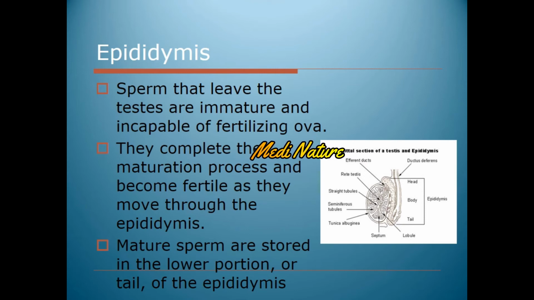The sperms that leave the testes are immature. Therefore, they are incapable of fertilizing an ovum. They complete their maturation and become fertile as they move through the epididymis. That's why it is so long, because it should give time to mature these sperms. Mature sperms are stored in the lower portion of the epididymis or the tail of the epididymis.